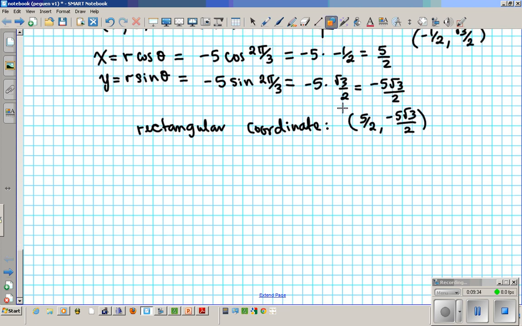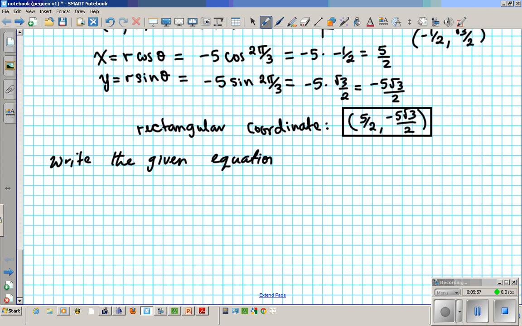Now, let's move on to equations. How about a little bit if we're dealing with equations? Take a look at some examples now. Let's write the given equations in polar form.